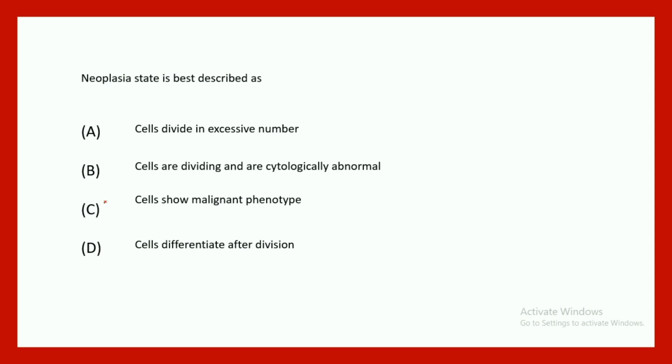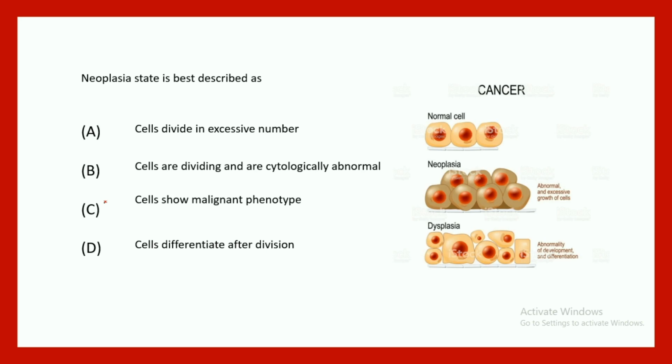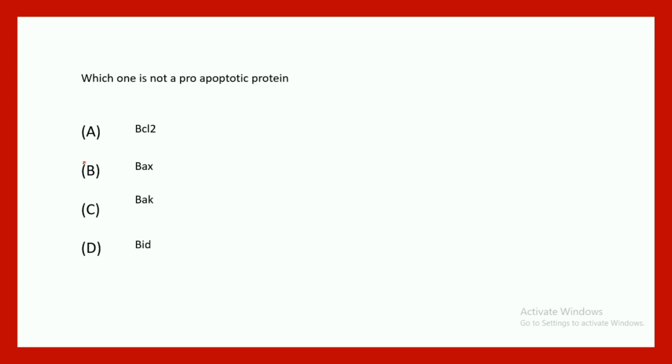Now the neoplasia state is best characterized by: cells that divide excessively in number, cells that are dividing and are cytologically abnormal, cells that show a malignant phenotype, or cells that differentiate after division. So here you can see a quick overview of neoplasia, dysplasia, these terms. Okay, so this is important. The cells which are dividing and cytologically abnormal, this is the correct answer. They are generally abnormal looking cells and a bit bigger than the normal cells. So this is neoplasia.